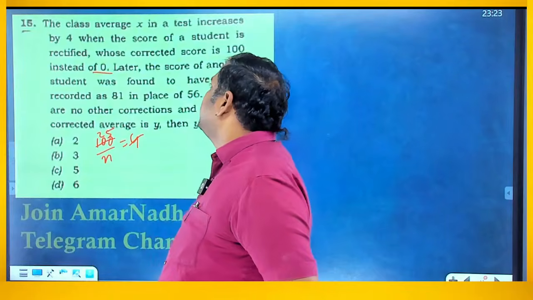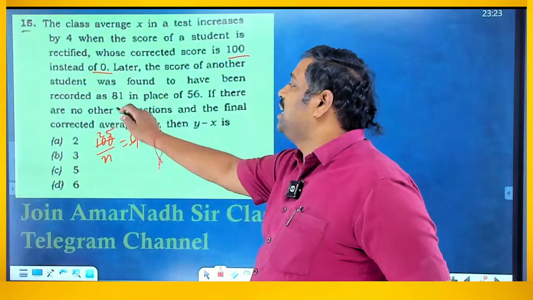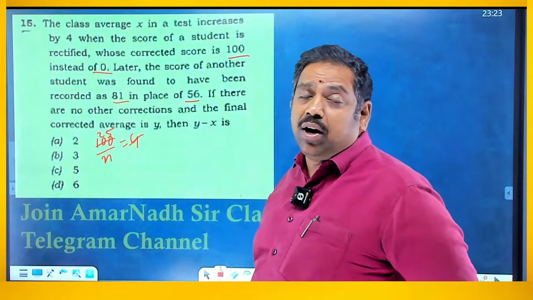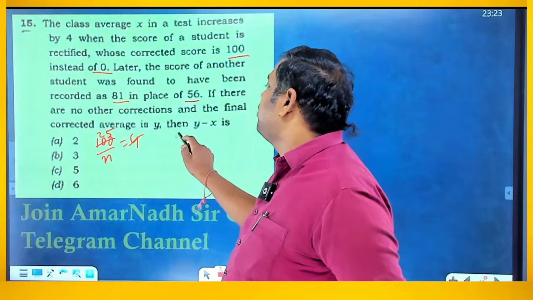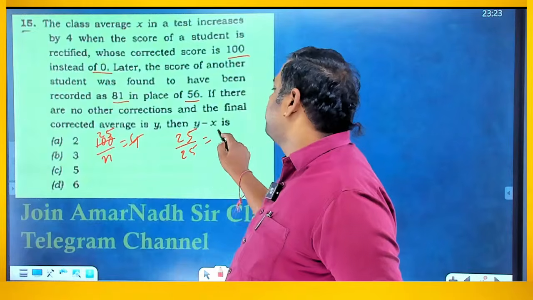Later, the score of another student was found to have been recorded as 81 in place of 56. Means originally 56, recorded as 81. Now what happens is that it will be reduced. How many marks? 25 marks reduces. Number of students also 25 now, so 1 mark will be reduced.